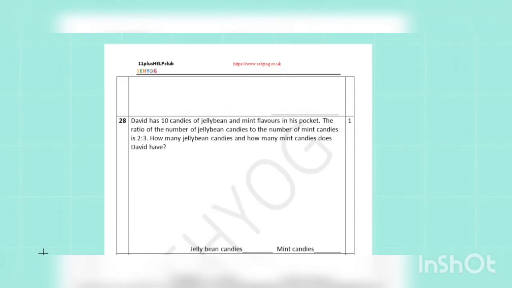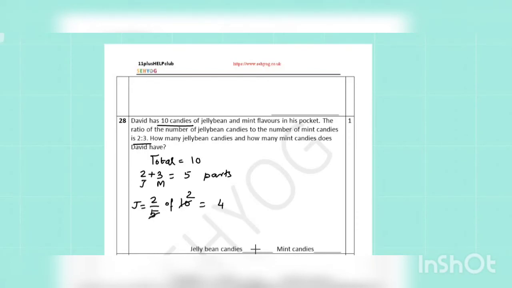In question number 28, David has 10 candies of either jelly bean or mint flavors. So total is 10 candies and the ratio is 2:3. So every 2 jelly bean candies, there are 3 mint flavor candies and total making 5 candies. So means out of 5 candies, there are 2 jelly bean. So out of 10, it will be multiplied by 10. When we reduce this, we get 4 jelly bean candies. And from the total, we subtract the number of jelly bean candies. 10 minus 4 is equals to 6. So 6 mint candies.